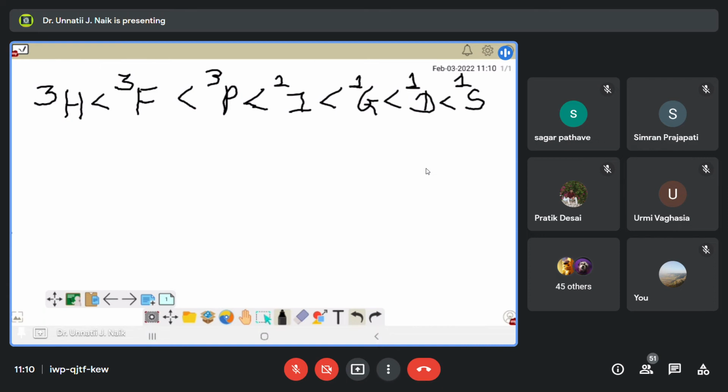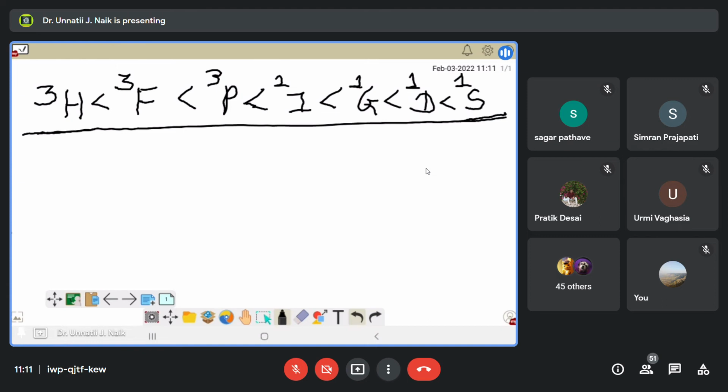The term symbol associated with the arrangement of electrons where we obtain the 1S term symbol will be the most unstable arrangement of electrons. The term symbol we obtain for the electronic arrangement which gives us 3H will be the most stable arrangement of electrons, which will be at the lowest energy level. Now, this whole order of these term symbols is important.